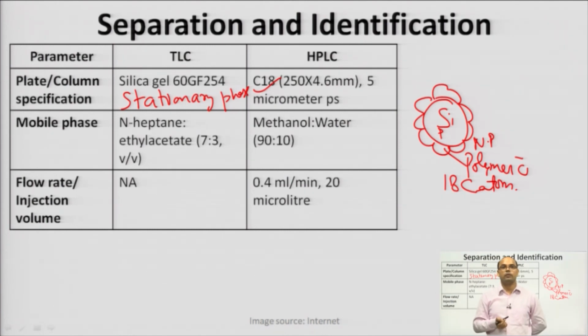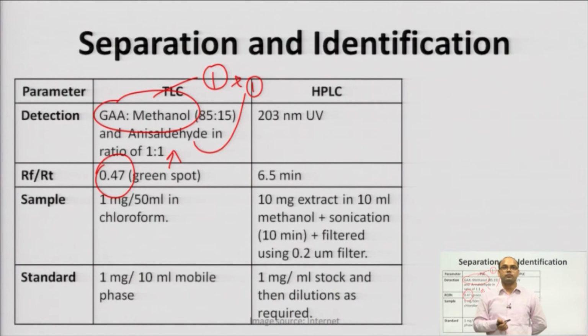The flow rate of the solvent through the column was maintained at 0.4 ml per minute, and a 20 microliter injection was injected into the column for separation. The UV detector of your HPLC instrument was set at 203 nanometers, and under these conditions you get the peak of your Diosgenin at a retention time of 6.5 minutes. It means that after the injection of your sample into the column, your compound reaches the detector in 6.5 minutes, and this is the retention time of your Diosgenin in the sample.